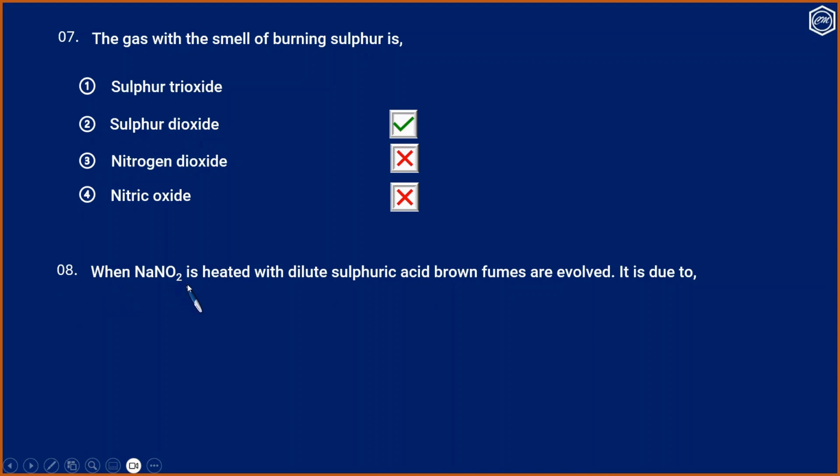Question number 8. When sodium nitrite is heated with dilute sulfuric acid, brown fumes are evolved. It is due to sulfur dioxide, nitrogen dioxide, nitrous oxide or nitric acid. And we know nitric oxide, nitrous oxide, sulfur dioxide, etc. are colorless gases. And nitrogen dioxide is brown in color. So that is the correct option.